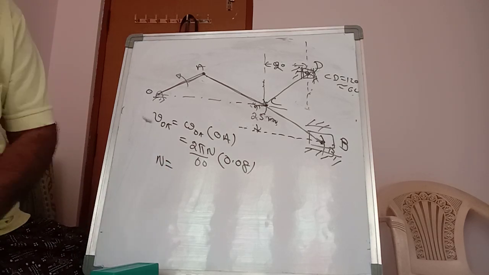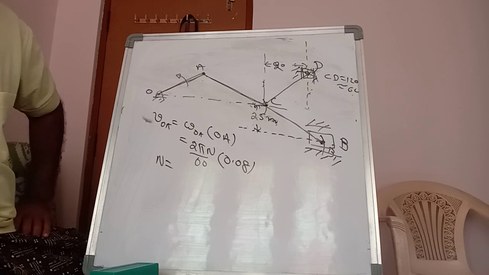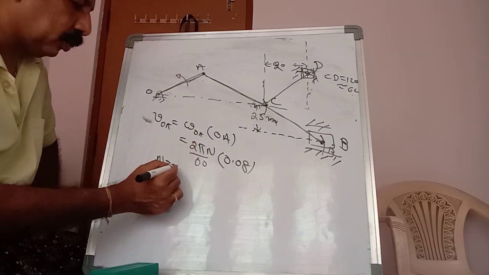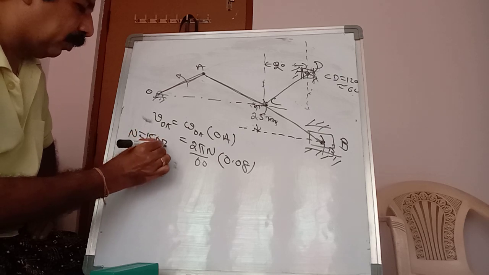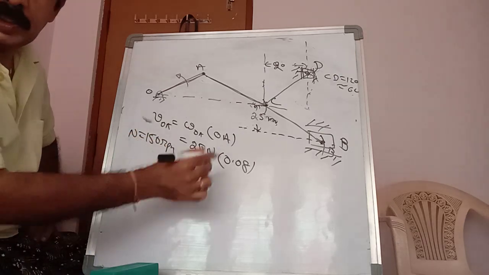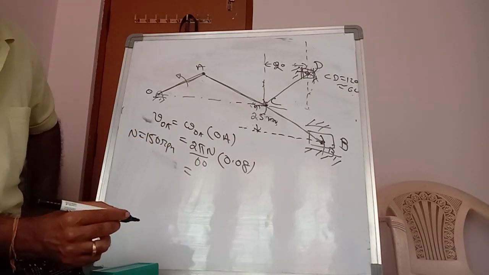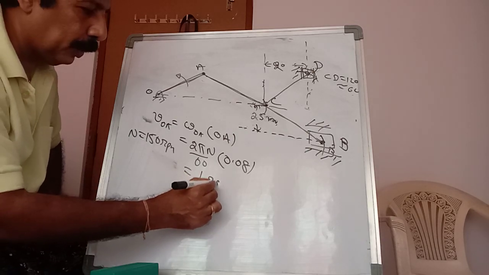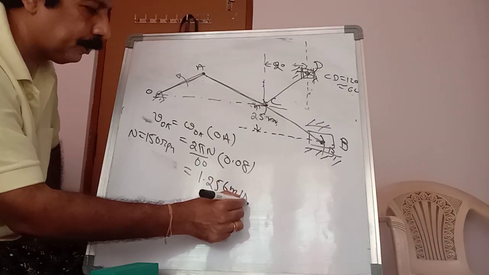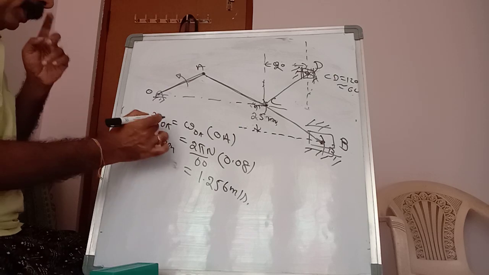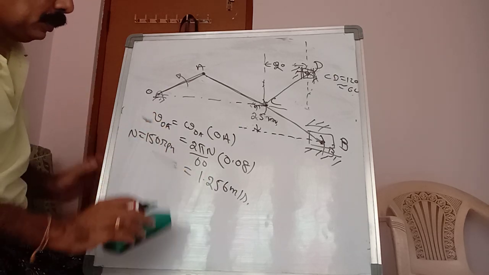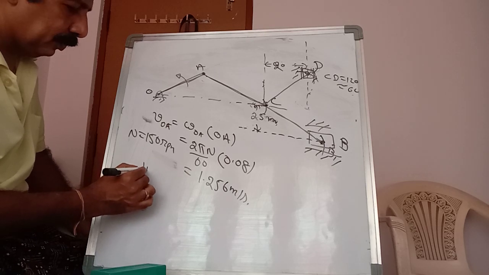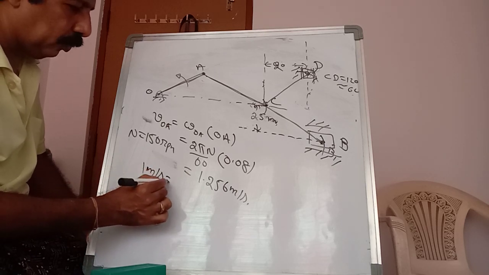N is also given in the problem. What is the N value? It is rotating at 150 rpm. So by substituting N as 150 rpm, we will get VOA as 1.256 meter per second. Okay. I am taking the scale as 1 meter per second is equal to 5 mm.